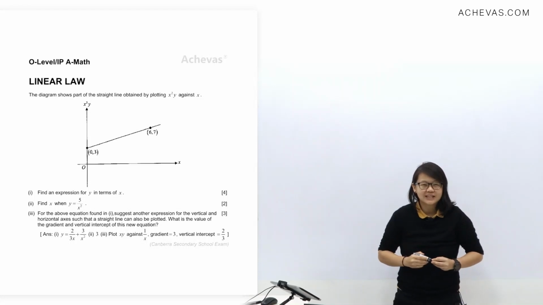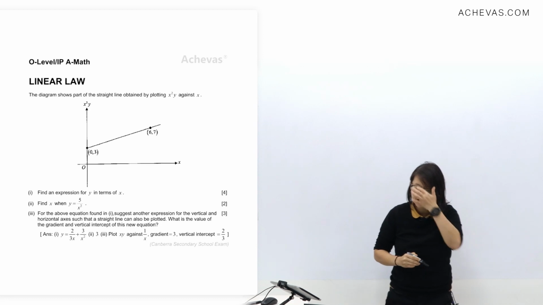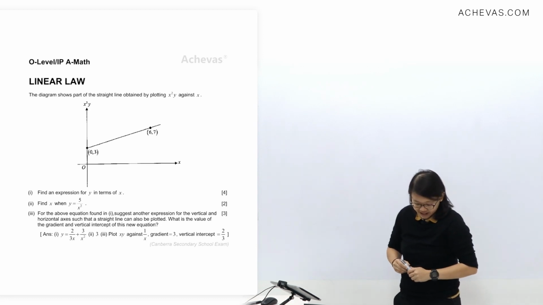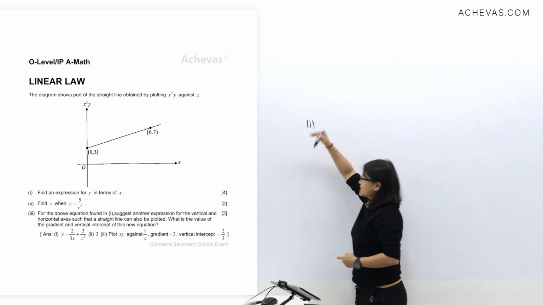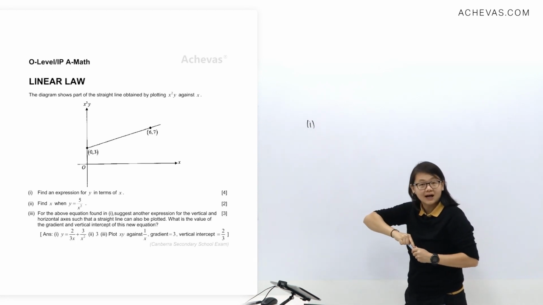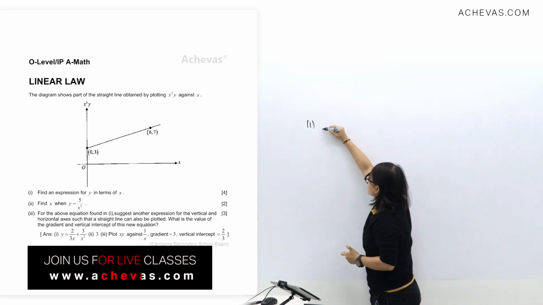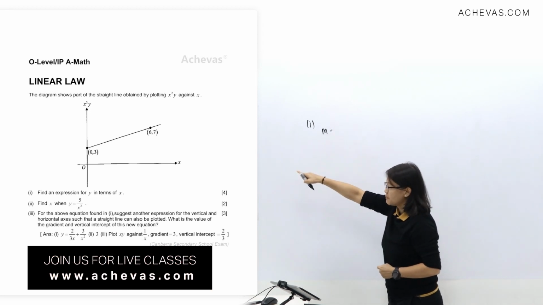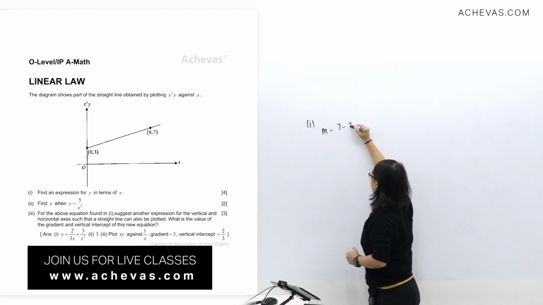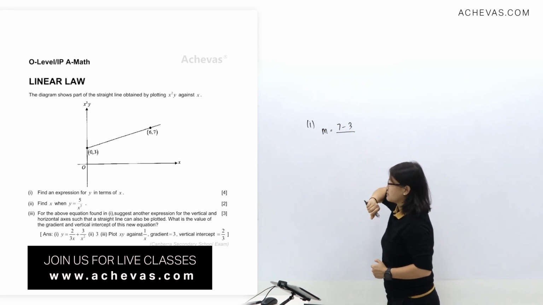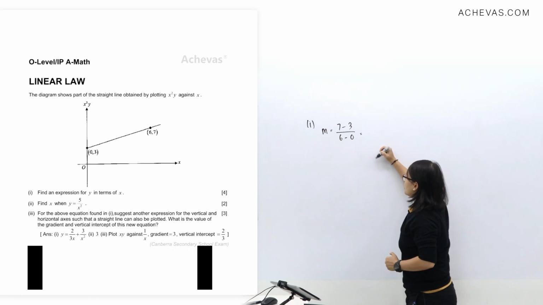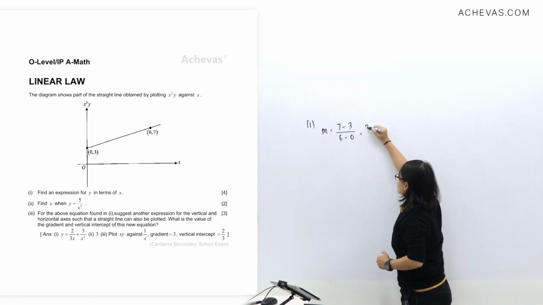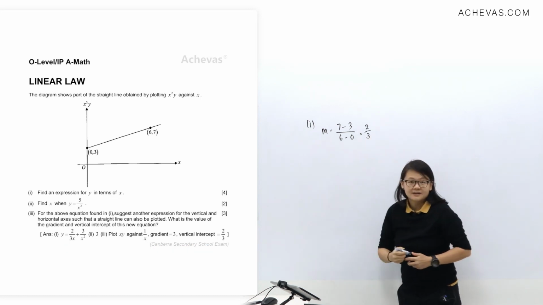Let's take a look at the linear log question here. The diagram shows part of a straight line obtained by plotting x squared y against x. Find an expression for y in terms of x. This part 1 here, since I'm given the diagram, we can work out what the gradient is. So gradient will be equal to the y coordinate, so 7 minus 3, divided by the x coordinate, so 6 minus 0. So what I have here will be 4 over 6, that's 2 over 3.